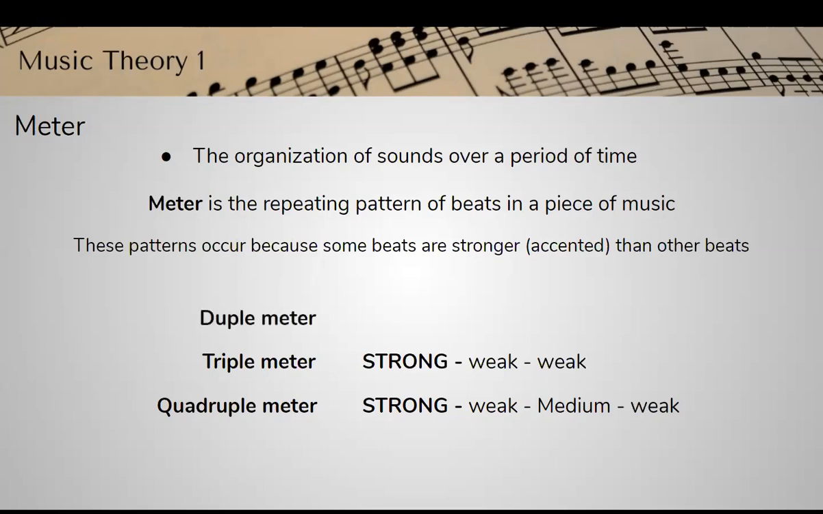And then of course you have the shortest one, which is duple meter, which is just a pattern of strong, weak, right? Ta, ta, ta, ta, ta, ta. Okay. Now triple meter is pretty easy to hear, but quadruple and duple, since quadruple is really just 2 duple meters, right?